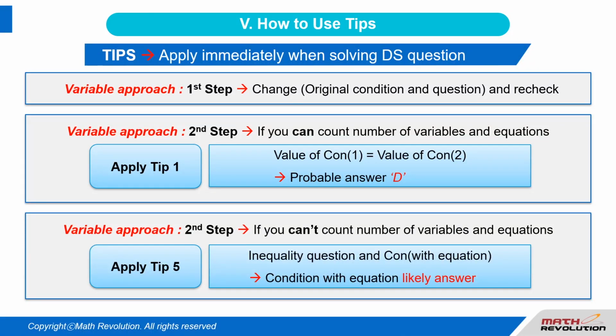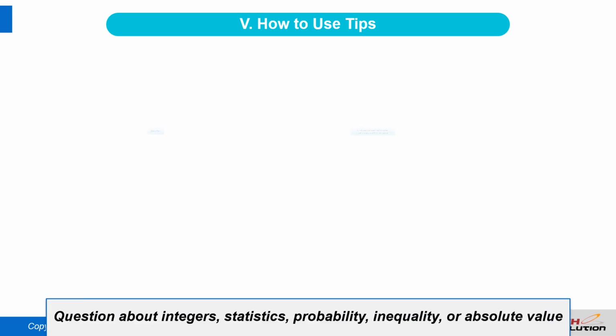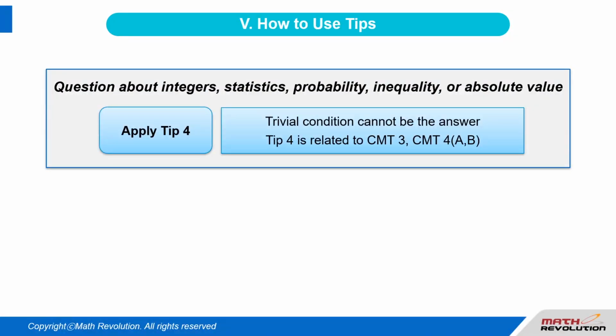When the variable approach is applied, it is quite possible that the question is too complicated to count the number of variables and the number of equations. In this case, try to use tip 5 if the question deals with an equality, and there is a condition with an equation. The condition with an equation is most likely the answer. If there is a question about integers, statistics, probability, inequality, or absolute value, use tip 4, which states that a trivial condition cannot be the answer. Also, when using tip 4, remember that it is related to CMT3 and CMT4A and B.